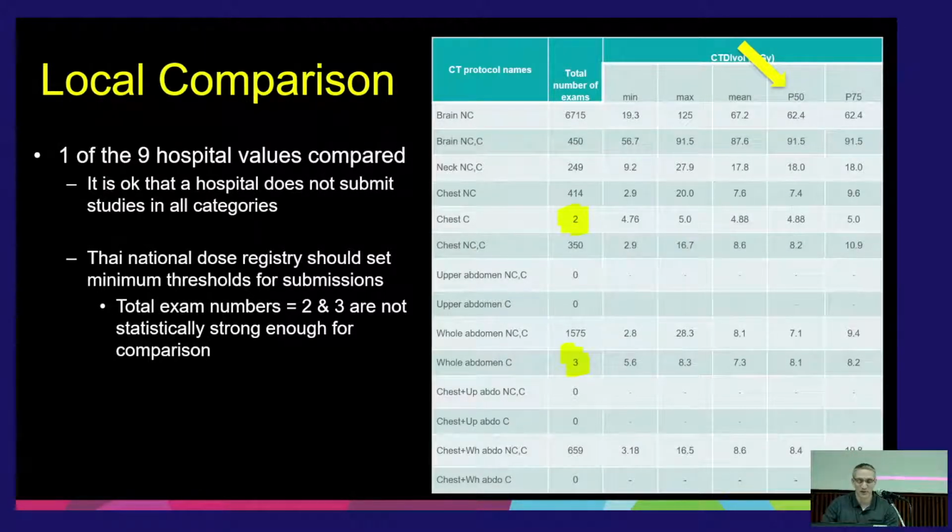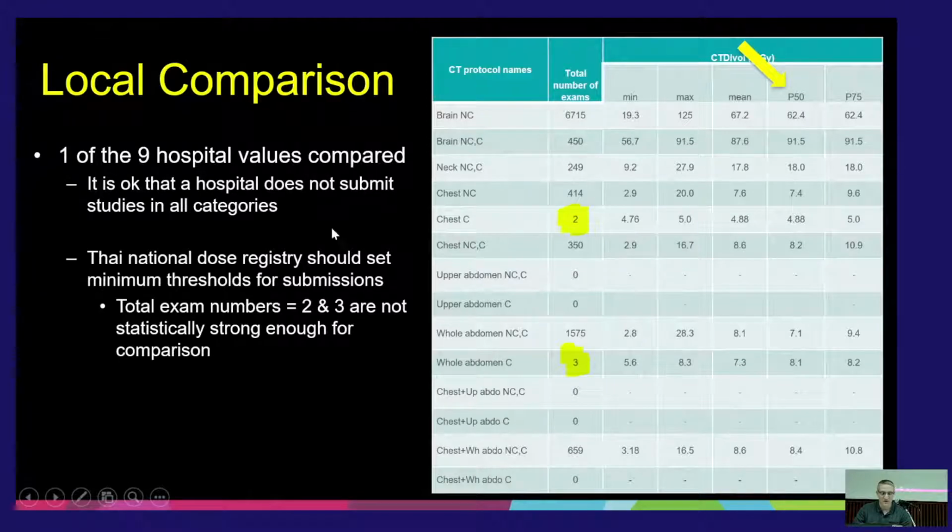A couple of things I wanted to point out here: in this case, there are a couple of smaller numbers, for chest contrast and whole abdomen contrast. Of these 9 hospitals, this is 1 of 9, just a single hospital, and this was their dose report. In several cases, they didn't submit any exams because they probably didn't perform those exams at their hospital. But they did submit just a couple of small numbers. Statistically speaking, it's very difficult to get real good values.